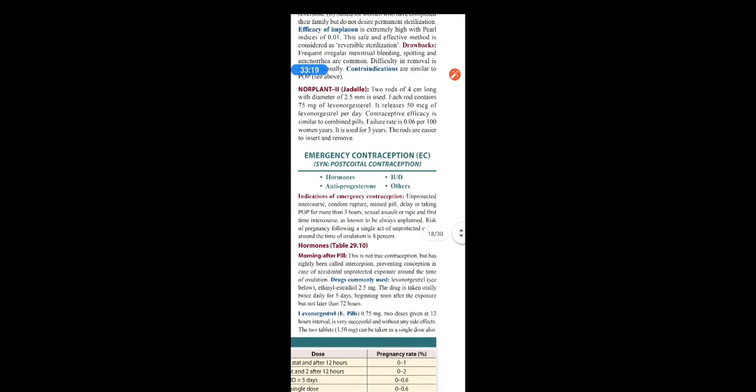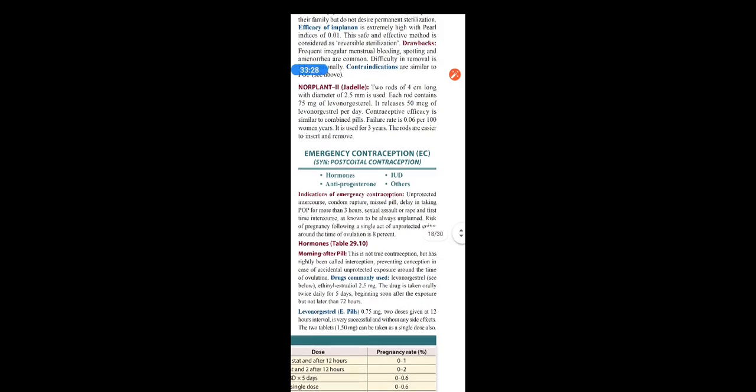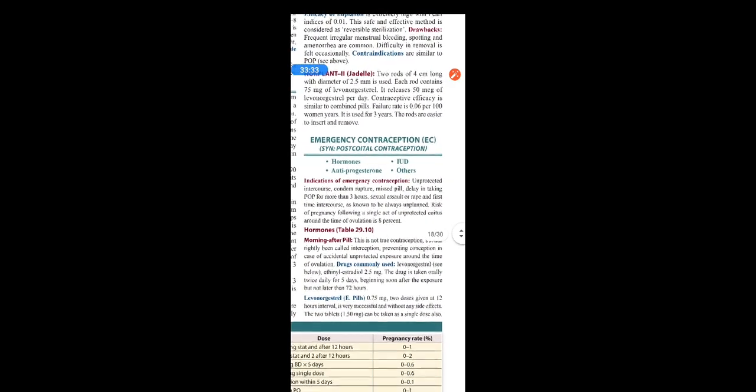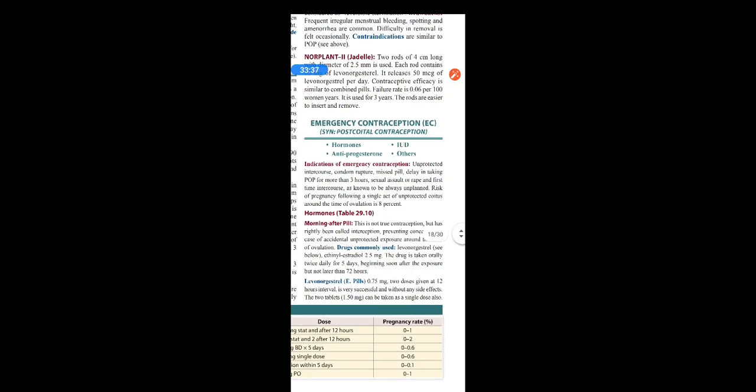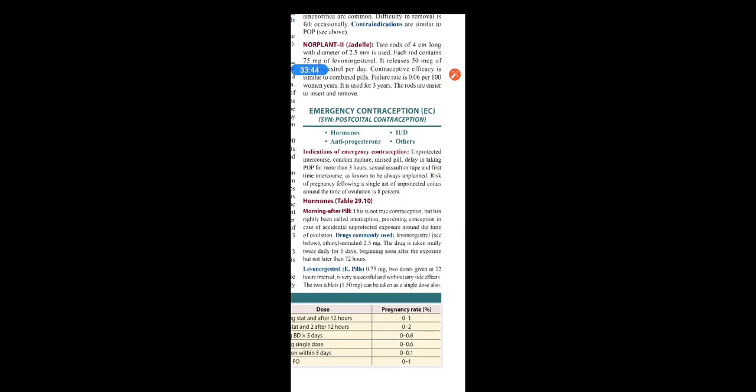Implanon 2 or Jadelle, which has 2 rods of 4 cm long with a diameter of 2.5 mm, is also used. Each rod contains 75 mg of levonorgestrel. It releases 50 mcg of levonorgestrel per day. Contraceptive efficacy is similar to that of combined pills. Failure rate is 0.06 per 100 women-years. It is used for 3 years. The rods are easier to insert and to remove.